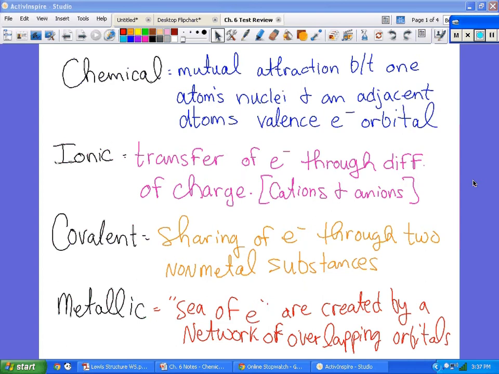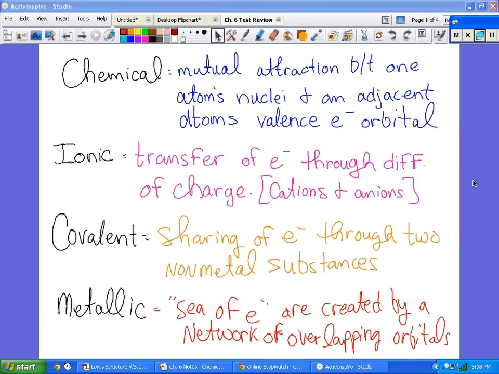The chemical definition is actually pretty spot on for what it needs to be. The key here is, is it focusing on one thing, or is it just talking about a broad definition? This one's just a broad definition of what a chemical bond is. It is a mutual, and why does it have to be mutual? If one doesn't want it, you're not going to have a bond. It's a mutual attraction between one atom's nuclei.